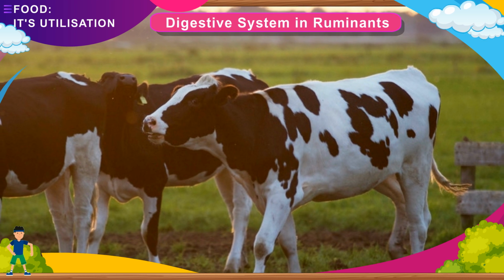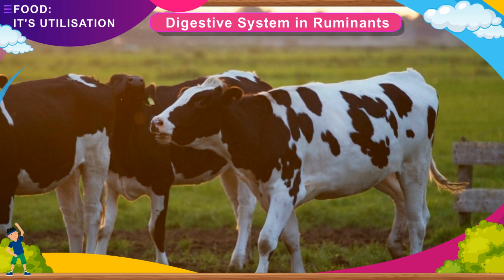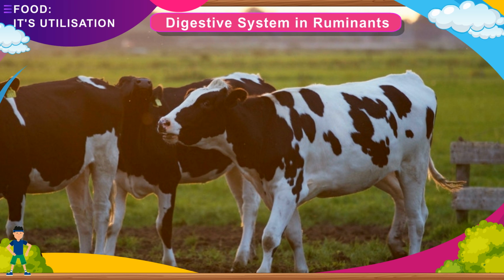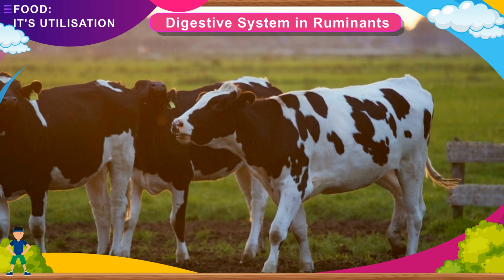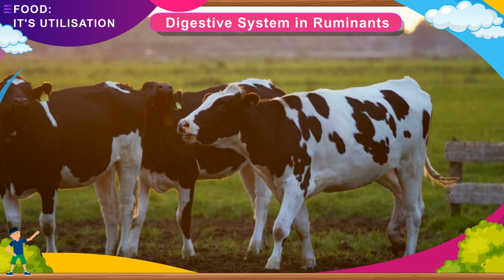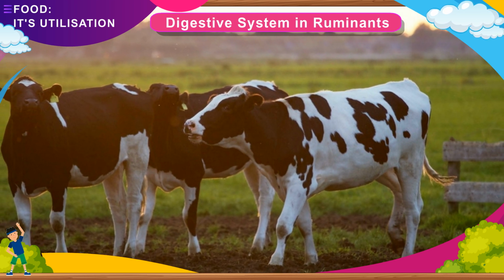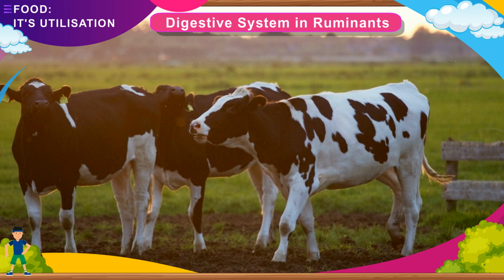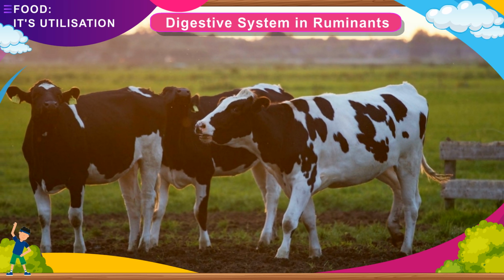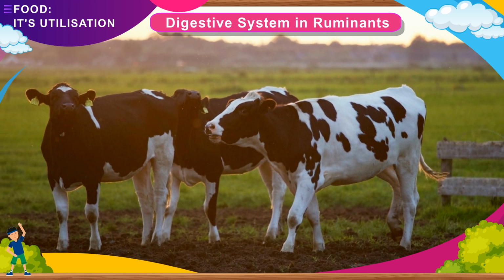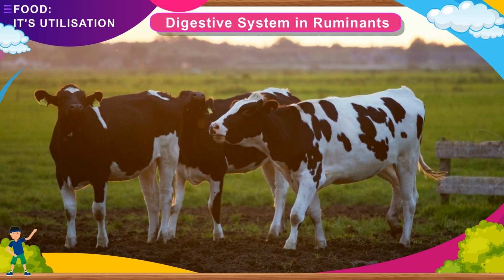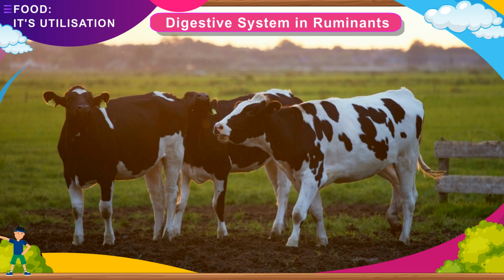Digestive system in ruminants. Animals such as cows, buffaloes, sheep, goats, and bison are called ruminants because of the presence of a four-chambered stomach. The first and the largest part of the stomach, which occupies 75% of the abdominal cavity, is called the rumen, and thus these animals are called ruminants.